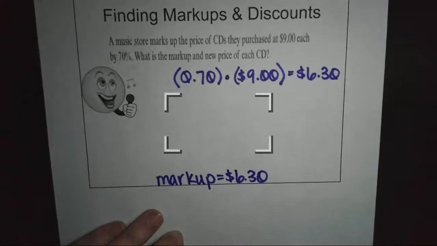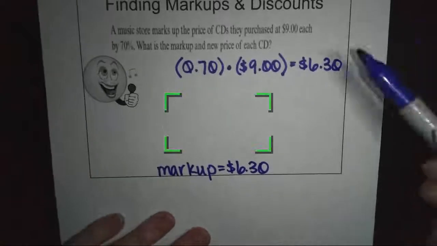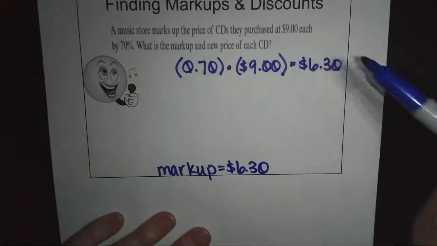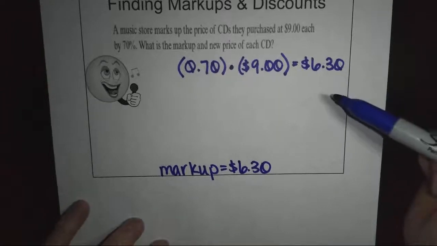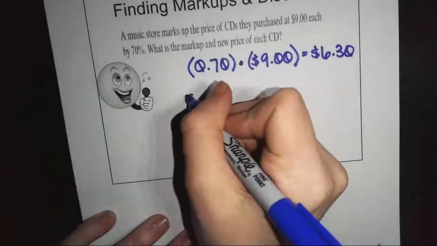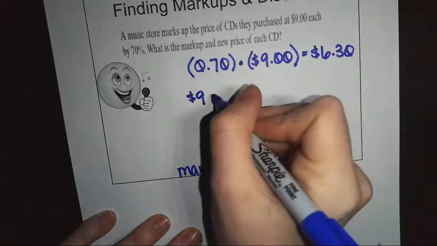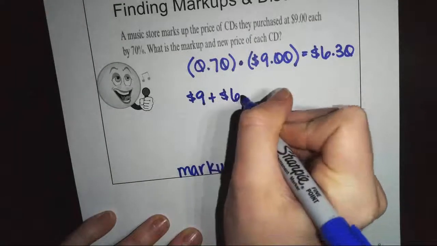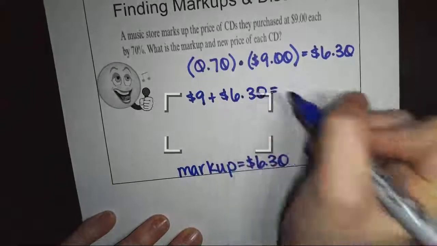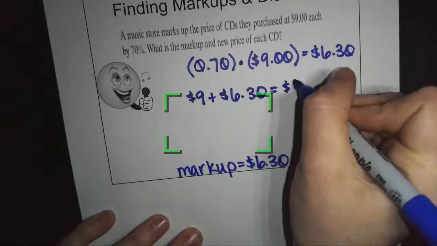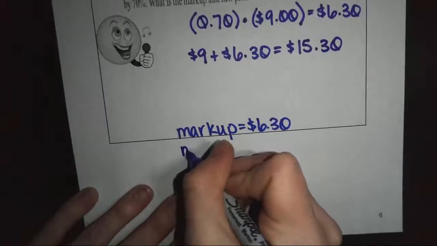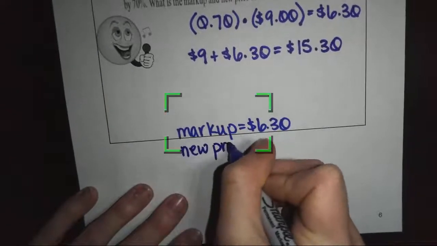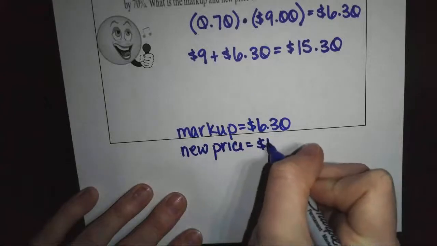We also need to know the new price of each CD. So we know they cost $9 originally, and the store marks them up by $6.30. That means they add to the price. So I have to take those $9 that I started out with and add the markup, $6.30, and that gets me a total of $15.30. So my new price is $15.30.